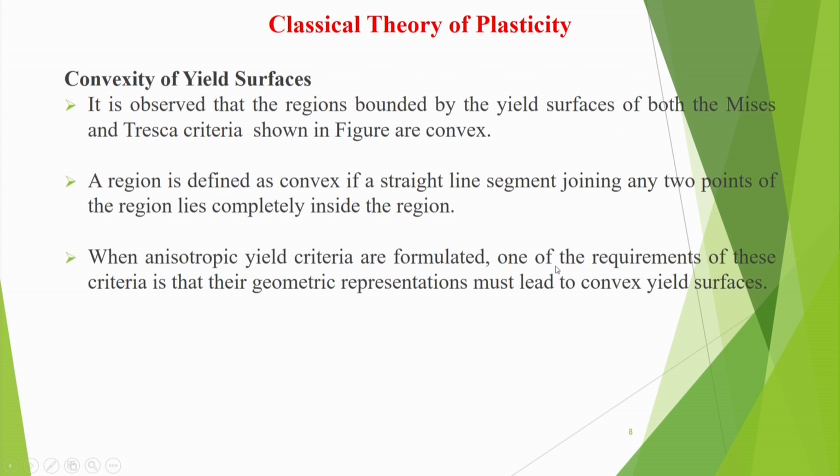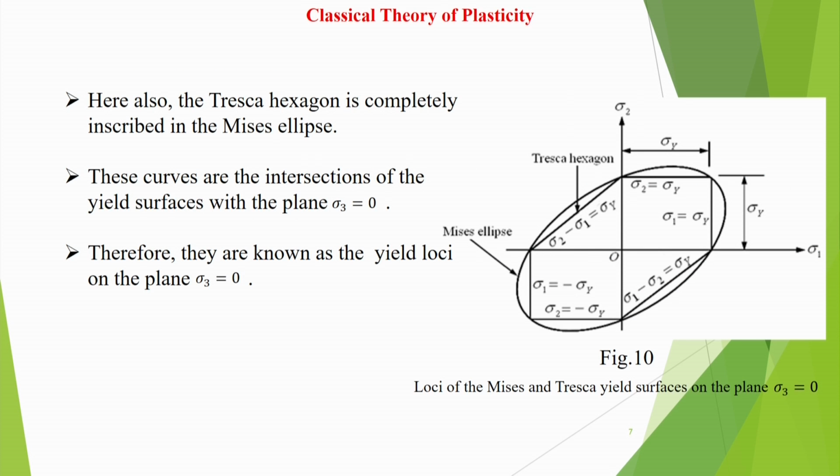In general, you have observed that these yield surfaces are convex. How do we define mathematically what is convex? A region is defined as convex if a straight line segment joining any two points of the region lies completely inside the region, and this is important. For example, I am calling this convex because if I take a point here and a point here and join them, the line stays inside.